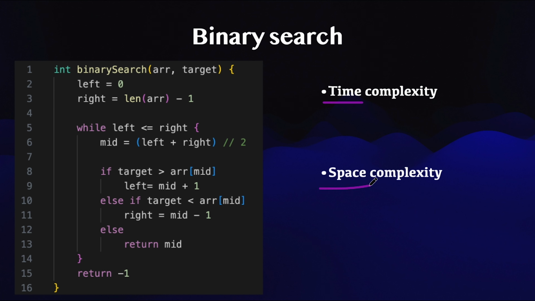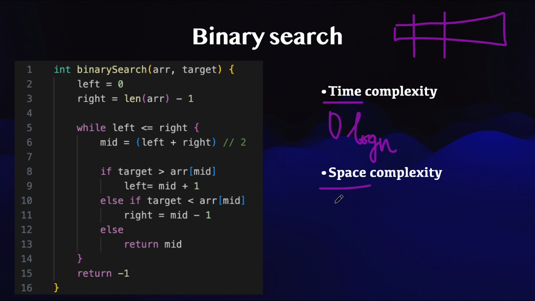At the beginning of the video, I promised that we were going to talk about time and space complexity. So the time complexity of the binary search is going to be big O of log n, where n is the size of the input array. And this is because the algorithm continually divides the search space into halves, resulting in a logarithmic time complexity.